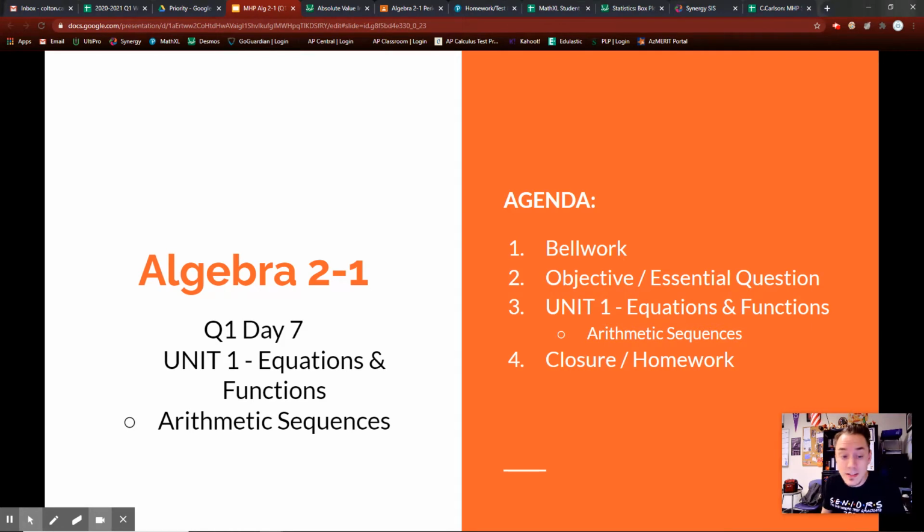Why are we doing sequences if it's equations and functions, Mr. Carlson? We'll figure that out. And then we're going to go through the summary, the closure, and the homework.